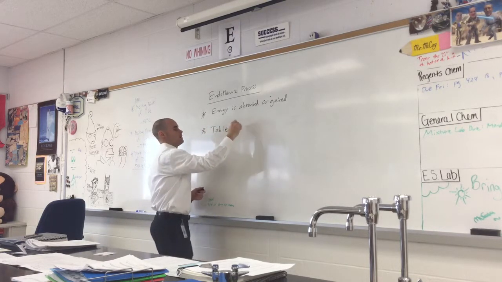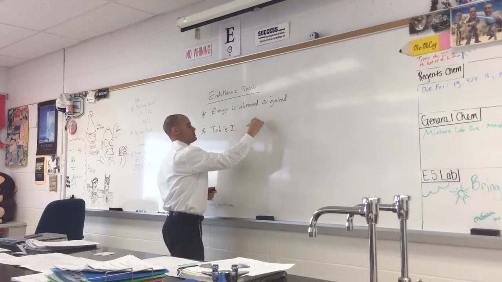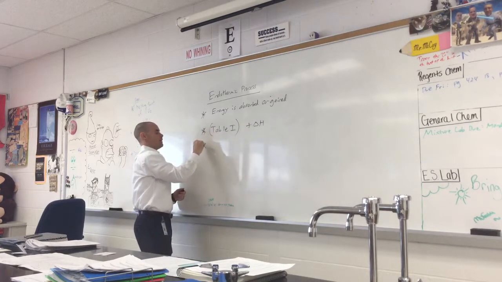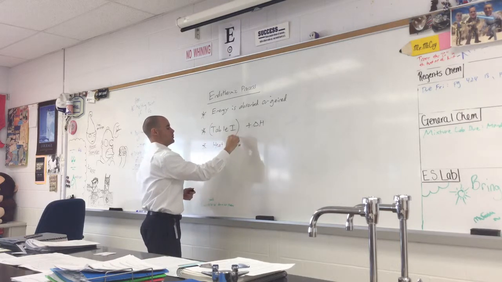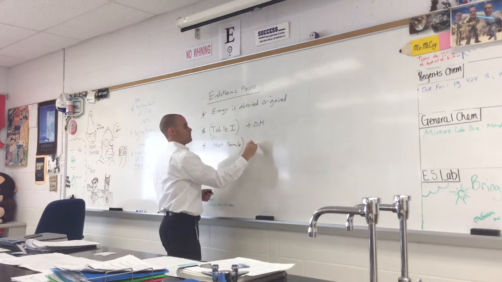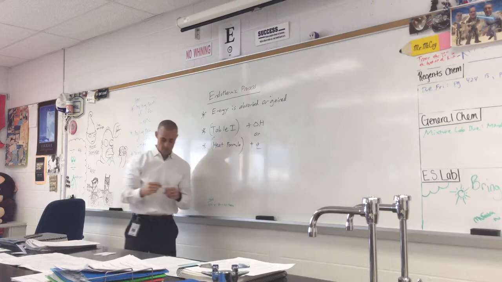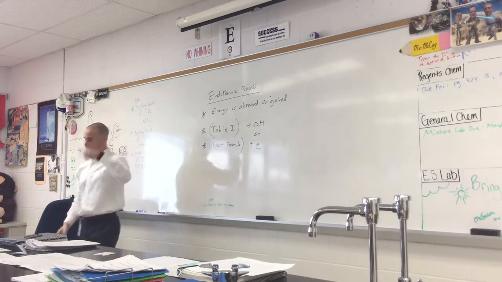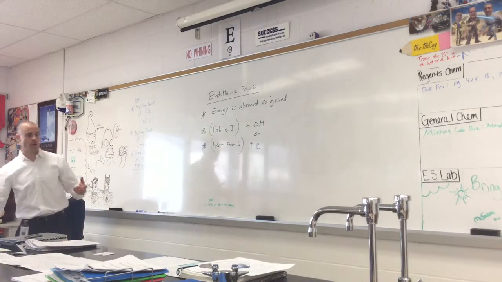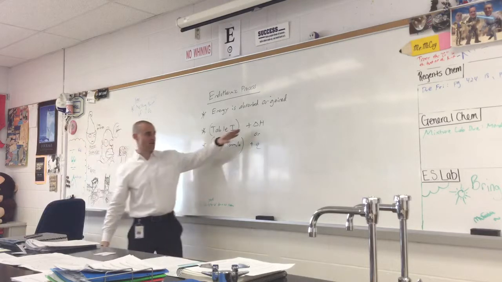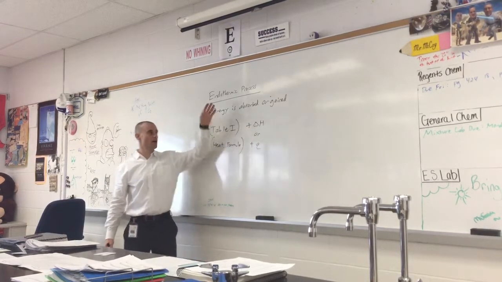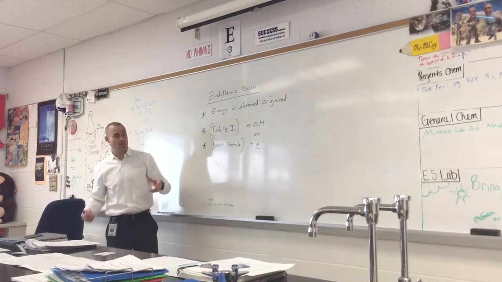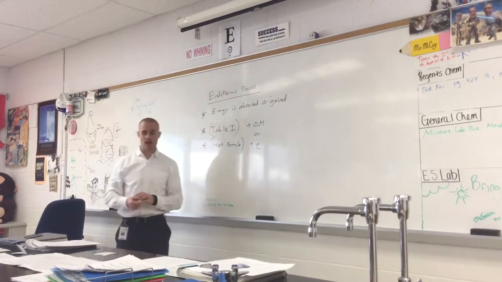On Table I, positive delta H, and then in the heat formula, we have a positive Q. These are things I need you to essentially memorize, but also associate. If you see a positive energy value, you should think endothermic. Positive Q, endothermic. What does that mean? Energy is absorbed, energy is gained.